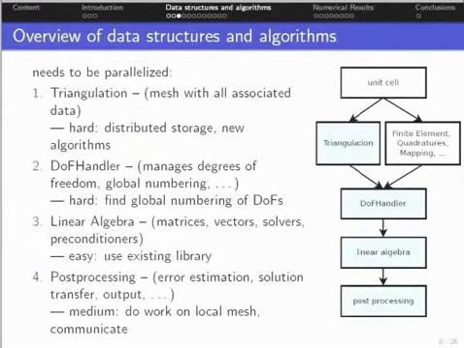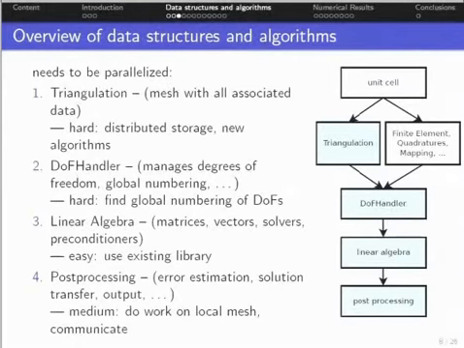If you look at what basic blocks a finite element software is made of, it's pictured here with the names that are standard for the deal.II library. You have stuff that is independent of parallelization, that is the concept of unit cells, of the finite element spaces, quadrature rules, mappings, and so on. You have parts shaded in gray that are influenced by parallelization. That's what in deal.II is called the triangulation.